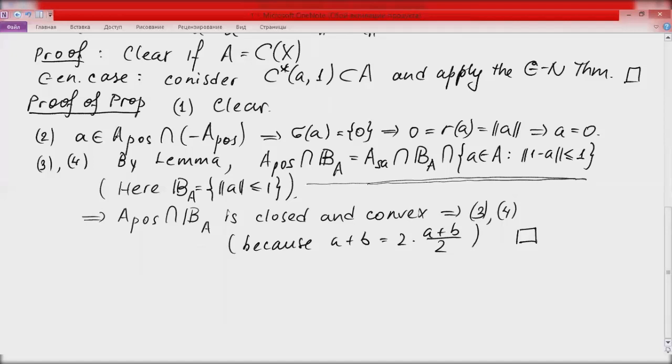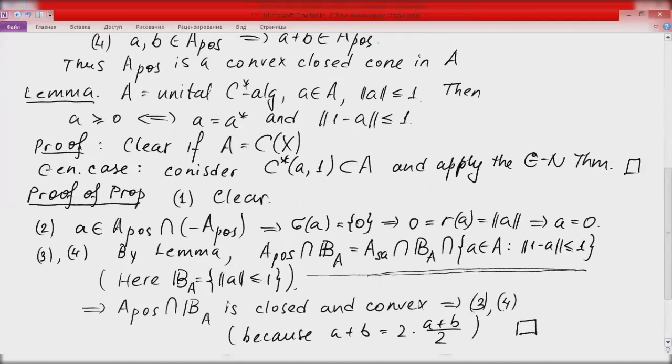Sorry, could we prove the lemma using spectral radius, like the part 2 of the proposition? You mean avoiding the Gelfand-Naimark theorem? Yes. Well, maybe. Maybe, but at the moment I'm not sure. Well, let's think about this at home. Probably, but I'm not sure. Okay, thank you.